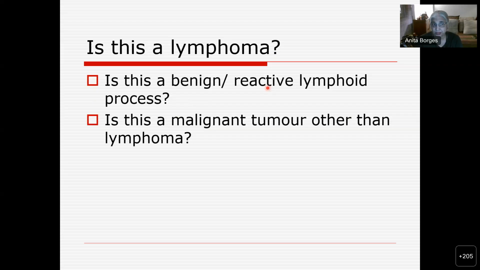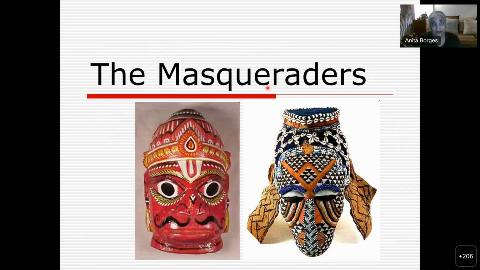Number two, is this a malignant tumor other than a lymphoma? Could this be a myeloid sarcoma in a lymph node, an extramedullary myeloid cell tumor in a lymph node? Could it be a carcinoma that is looking like a lymphoma, or, I don't know, like an ALCL? An ALCL can look like a carcinoma. It can look like a melanoma. Sometimes it doesn't remind you of a lymphoma at all, right?